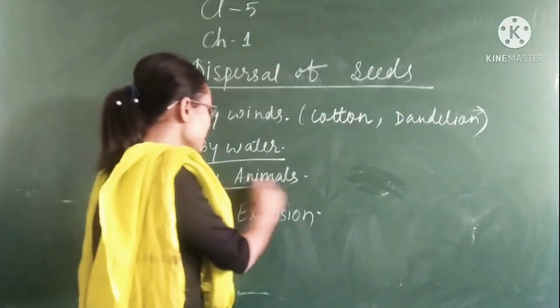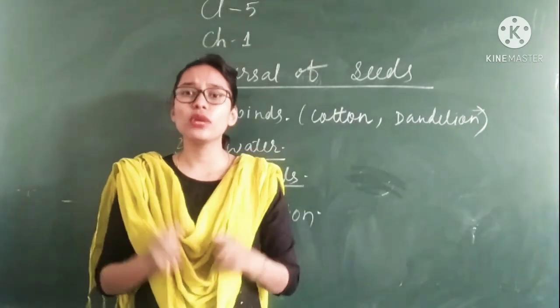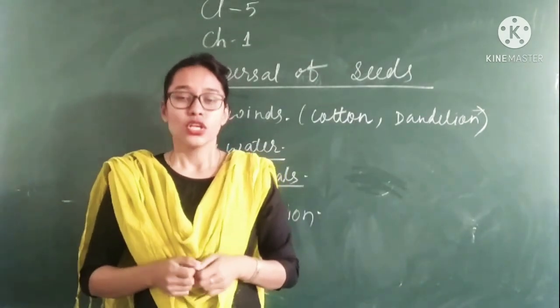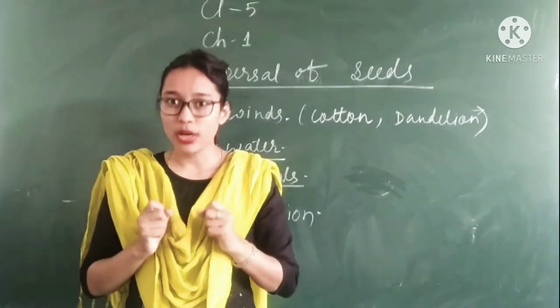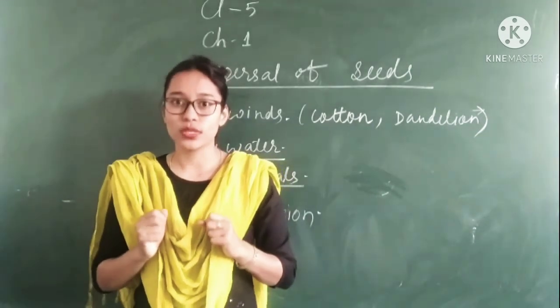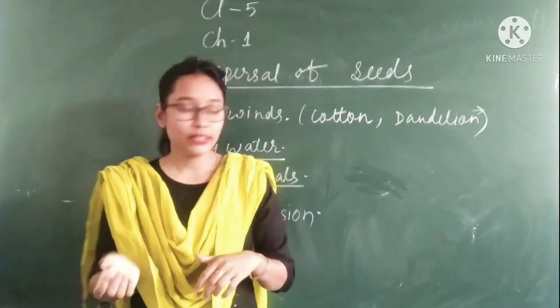Now, dispersal by animals. Some seeds have a hook-like structure. So when an animal goes for grazing in the field, it sticks to their body with the help of their hooks. And in this way it is dispersed from one place to another.